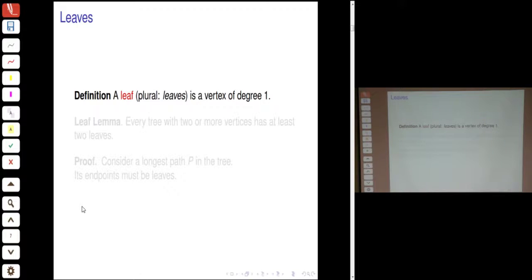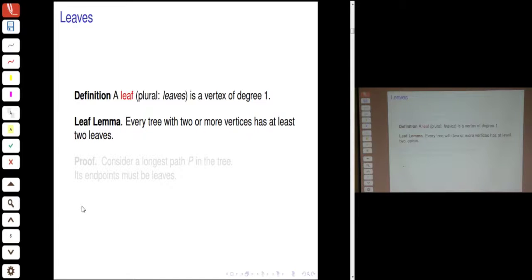Now we introduce some terminology which are extremely natural. So for example, since we talk about trees, we can talk about leaves, right? So definition: a leaf, in plural leaves, is a vertex of degree 1. So remember, the degree of a vertex is the number of edges connected to that vertex. So if it is a leaf, it means there's only one edge coming in or going out from that particular vertex.